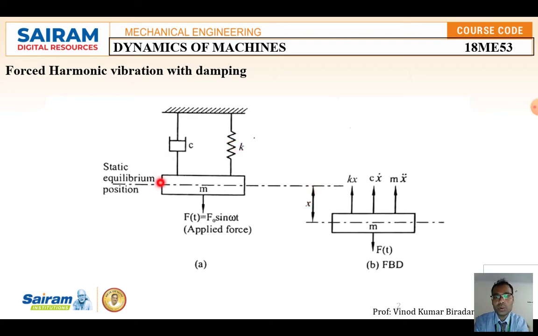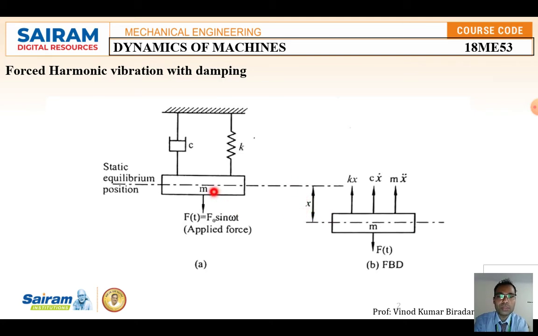Upon the mass there are three forces acting. Figure B shows the free body diagram of this forced harmonic vibration system, that is the spring mass damper system. Because of the damper, a damping force is acting. Because of the spring, a spring force acts. Because of the mass, the inertia force will be there, and one more is the external force, that is the harmonic force, applied on this mass system.